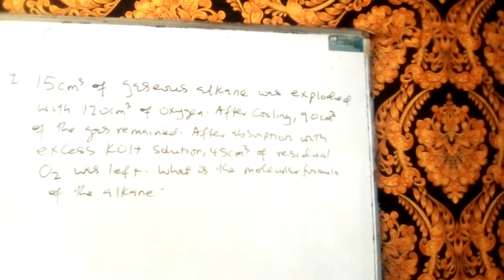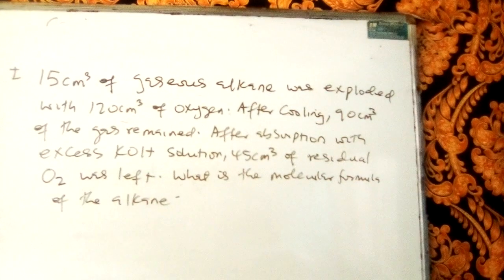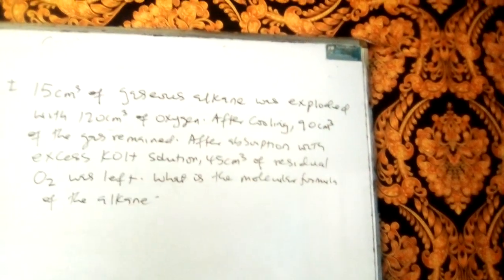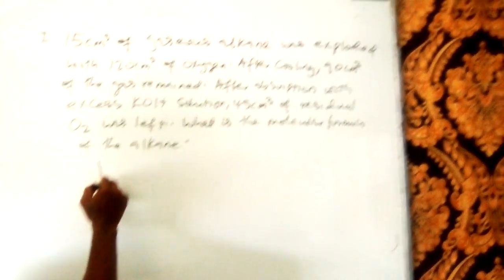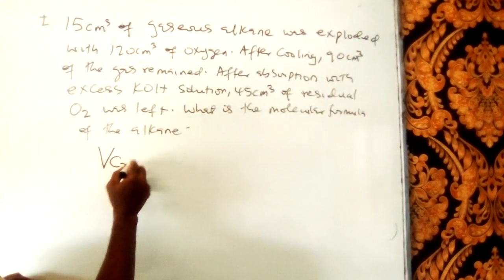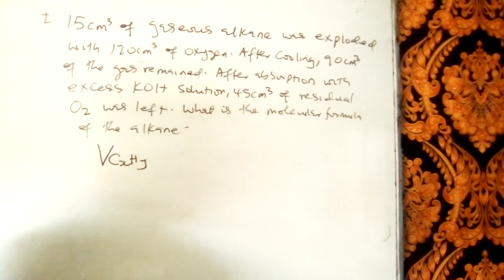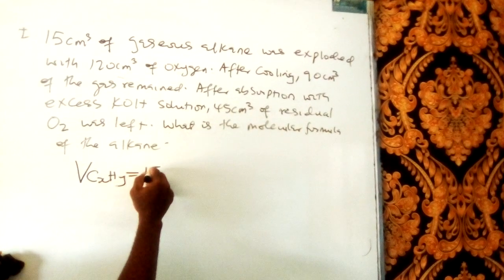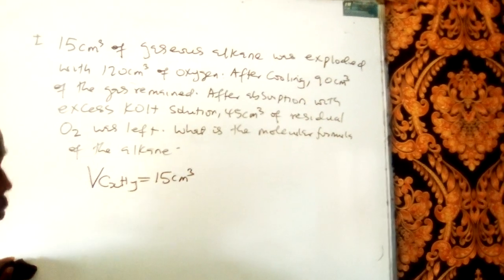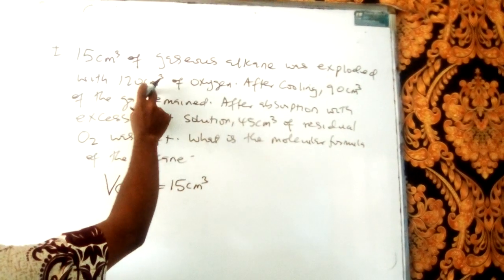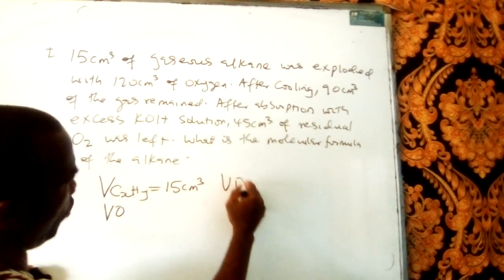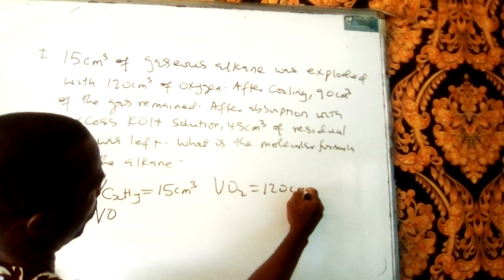Okay, on the board we have a question that says 15 cm³ of gaseous alkane was exploded with 120 cm³ of oxygen. We can represent the alkane using CxHy, since we don't know the name of the alkane. So the volume of the alkane is 15 cm³, and the volume of oxygen is 120 cm³.